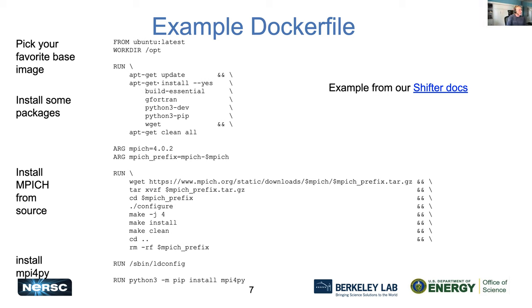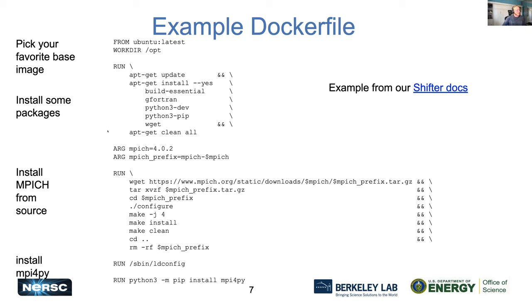Because we're in Ubuntu, we can go ahead and use the Ubuntu apt-get package manager to install whatever we want. And this is something I really love about containers, because you'd never be able to do this on Perlmutter because you're not a sysadmin. But in a container, you are the sysadmin. So you can install whatever you need for your application. So in this case, we'll get some compilers, and we'll get Python, and we'll get pip.